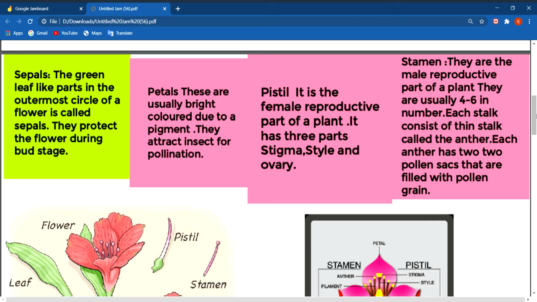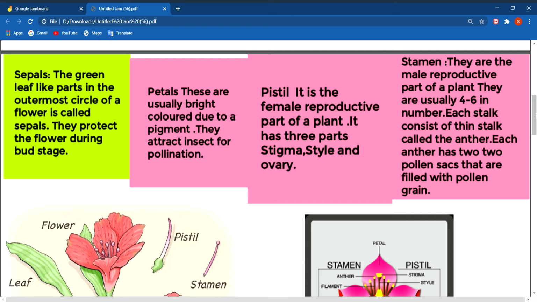Then next are the parts that are most colorful, and they are called petals. They are colorful so that they can attract insects for pollination and fertilization. Now what are stamens? Stamens are the male reproductive part of a plant. They are usually 4 to 6 in number. Each stamen consists of a thin stalk called a filament and a two-lobed head called the anther. Each anther lobe has two pollen sacs that are filled with pollen grains.